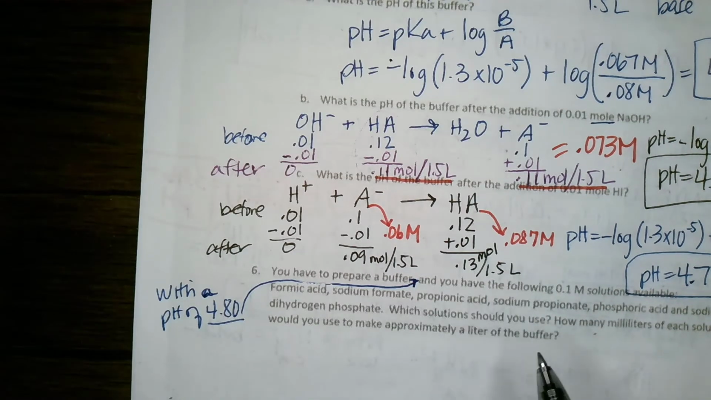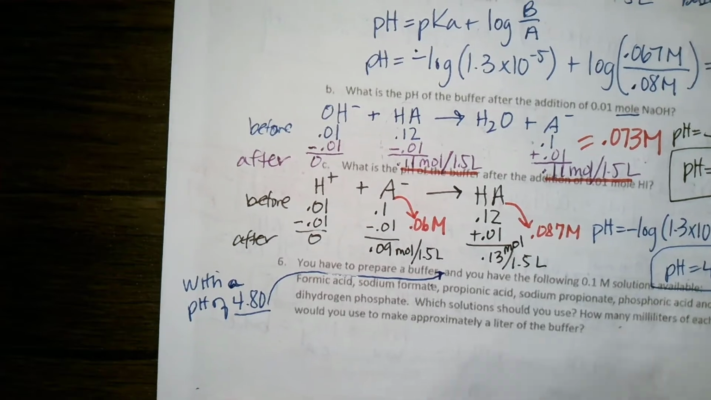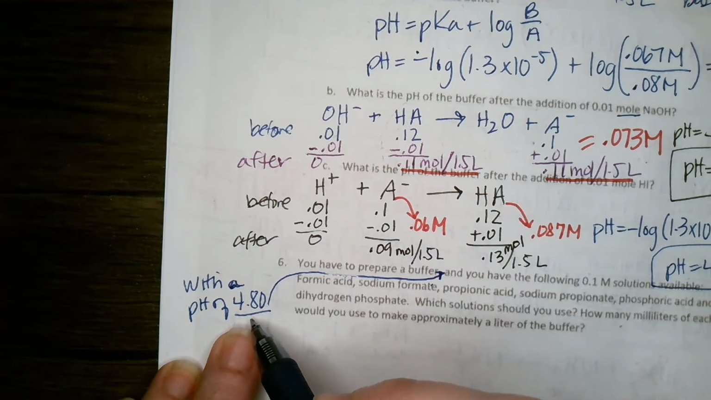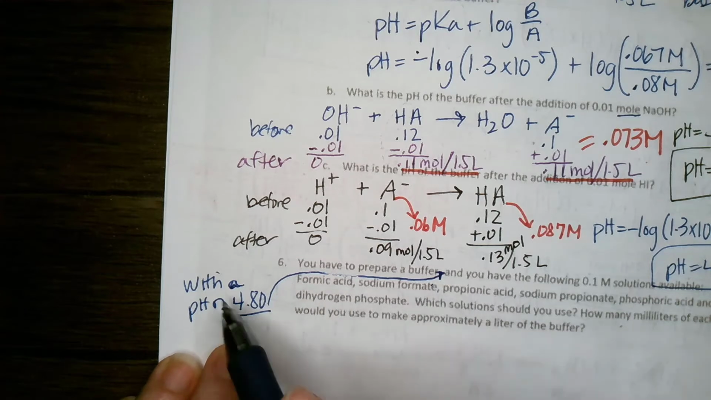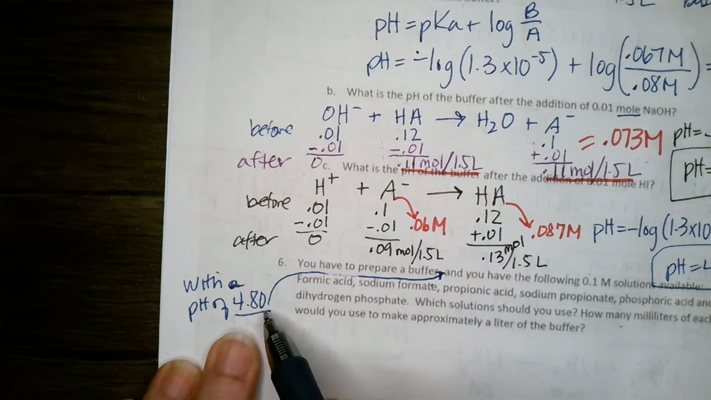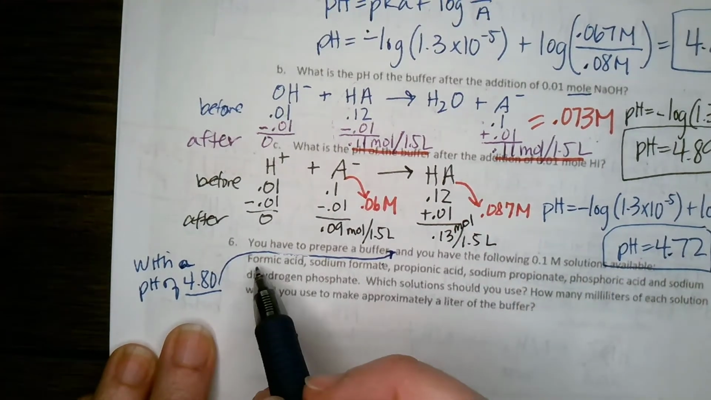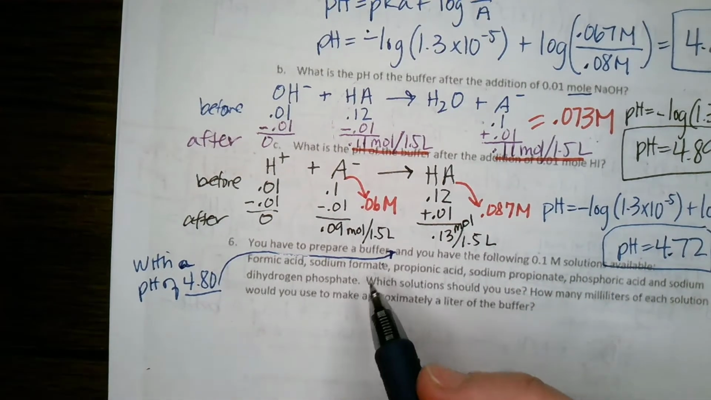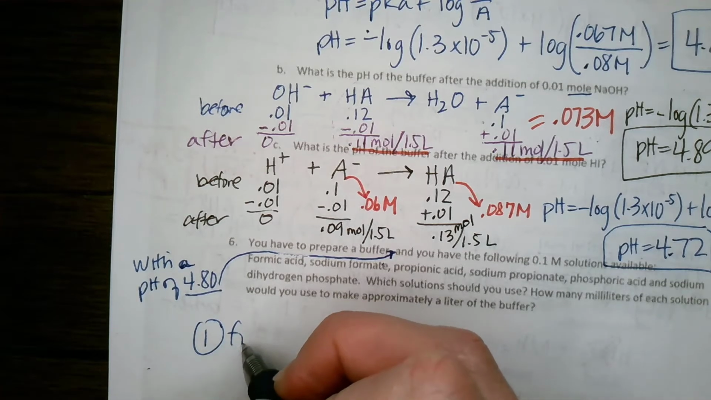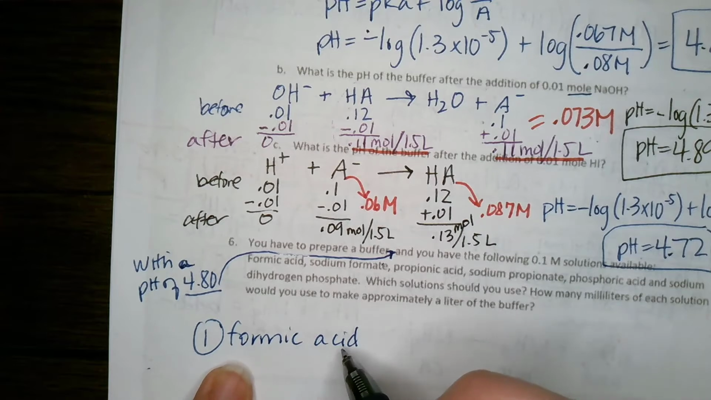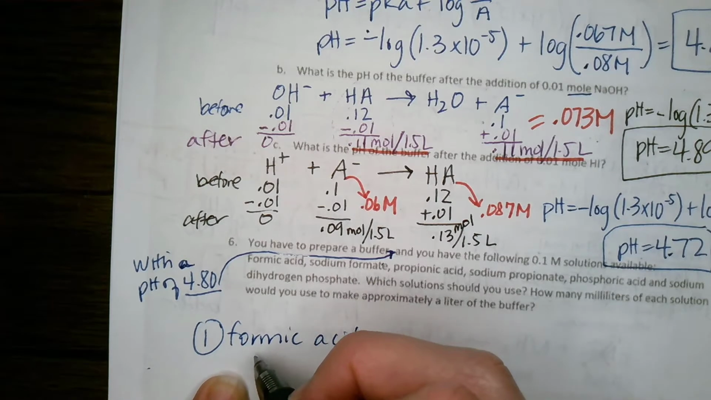This one, I noticed that it was missing a very relevant piece of information. So we have to prepare a buffer with a pH of 4.80. You have the following 0.1 molar solutions available: formic acid and sodium formate. So that's our first option. Formic acid would be my acid. The conjugate base would be the sodium formate.